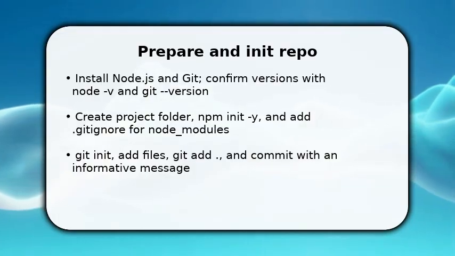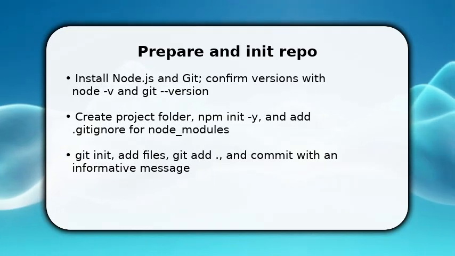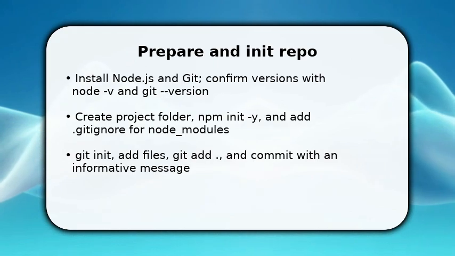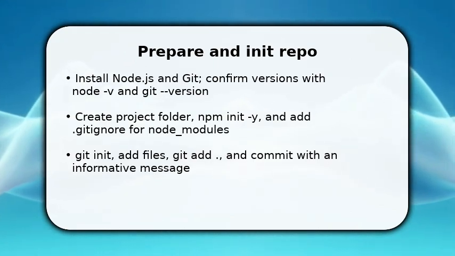Initialize the Git repository, stage files with git add, and commit. This first commit captures a working baseline you can push to GitHub. It sets you up to link a remote next.